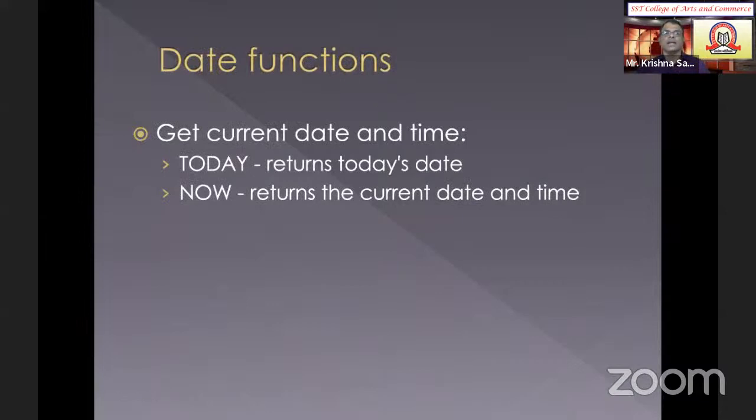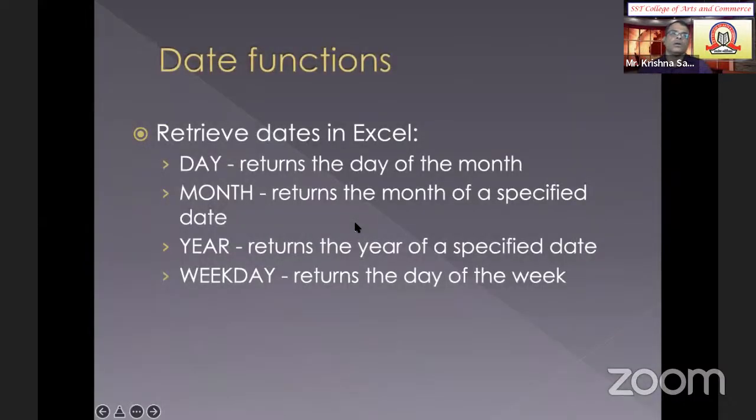Get current date and time. That is the first function, today, that is written today's date. Now it returns the current date and time. After that, retrieve dates in Excel. You have to get the dates. So day will return the day of the month. Month returns the month of a specified date. Year returns the year of the specified date, and weekday returns the day of the week. So if you write these functions, you will get these results.